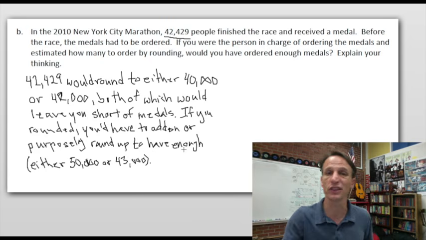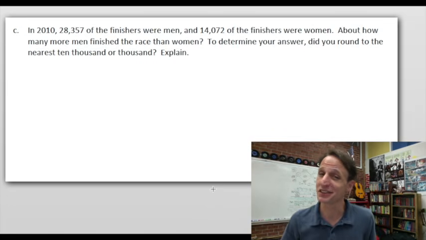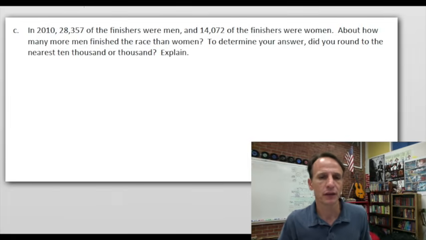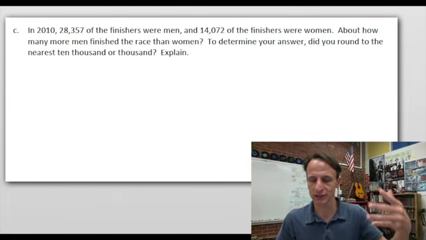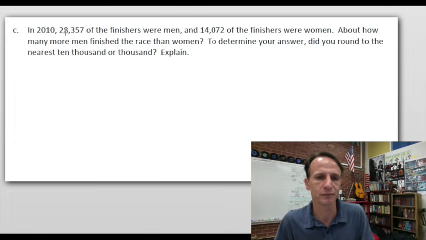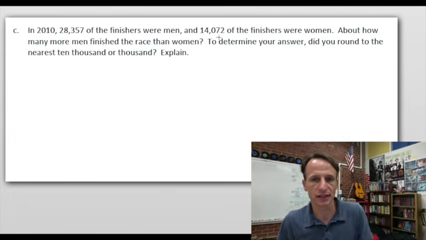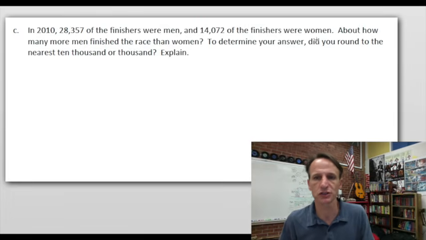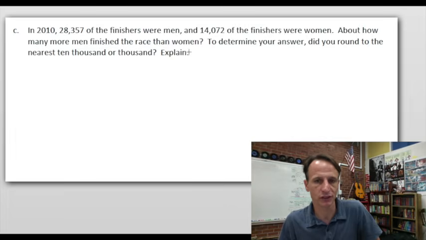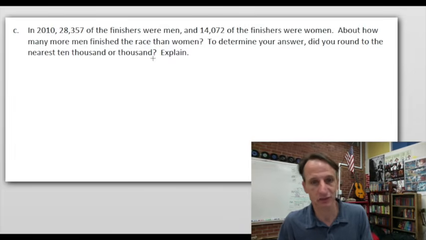Let's finish things out with 3C now. All right, 3C, we're rounding things out here, finishing it out. Now, again, this question relates to the previous two, but is not directly connected to them. So in 2010, 28,357 of the finishers were men, and 14,072 of the finishers were women. About how many more men finished the race than women? To determine your answer, did you round to the nearest 10,000 or 1,000?